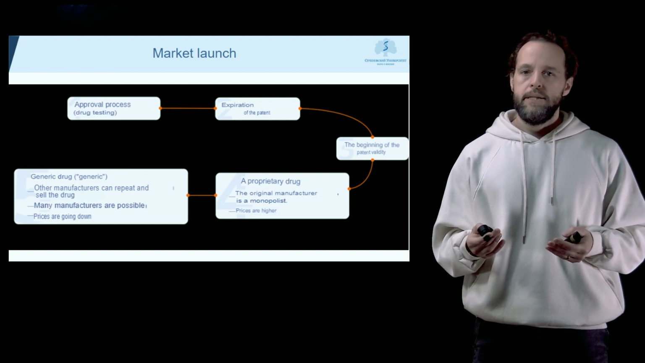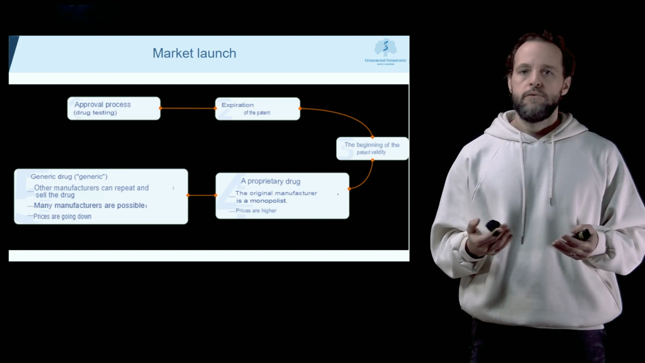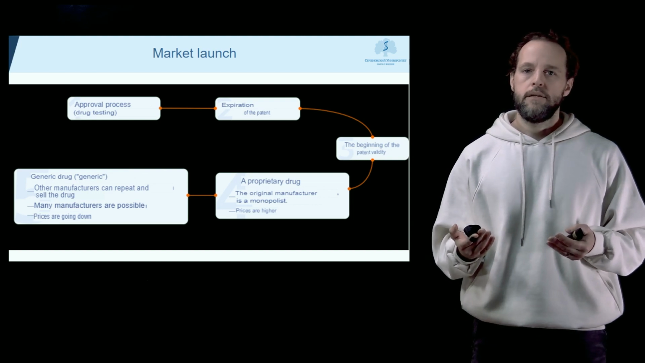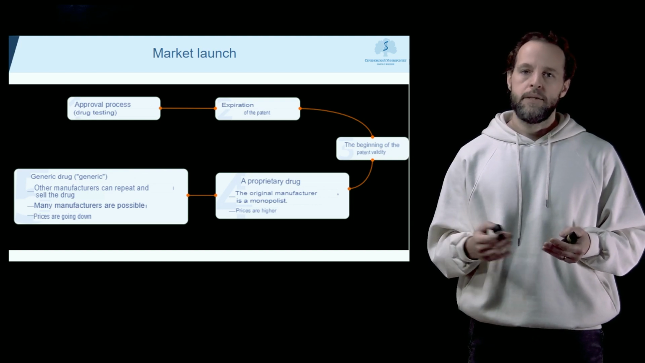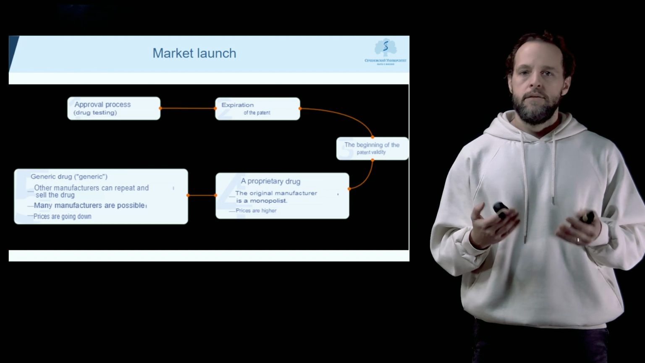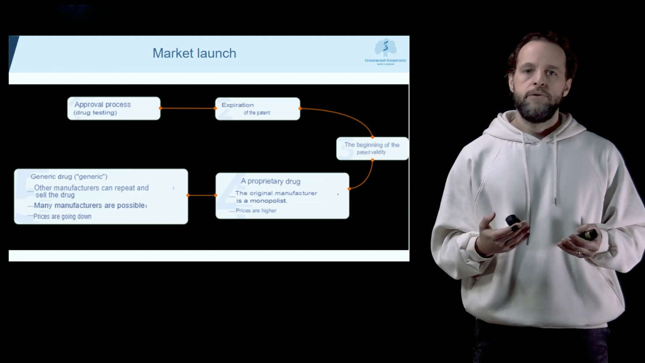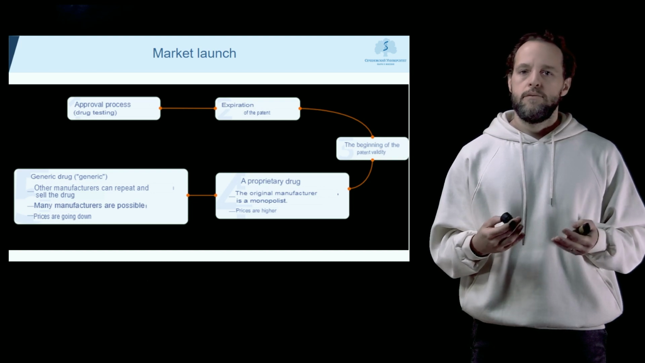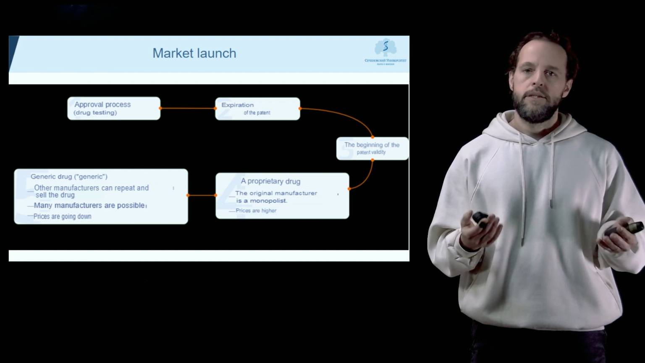When a patent expires, other manufacturers will be able to figure out how to make a drug with the same formula. And after that, they will start to produce and sell the same generic drug with their own generic names.